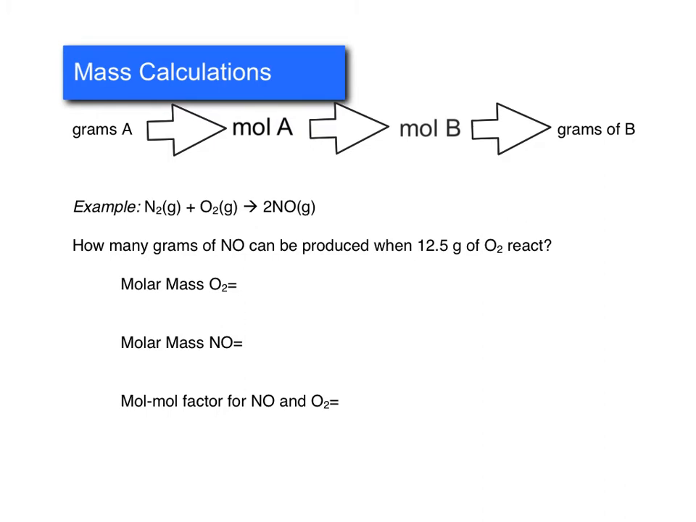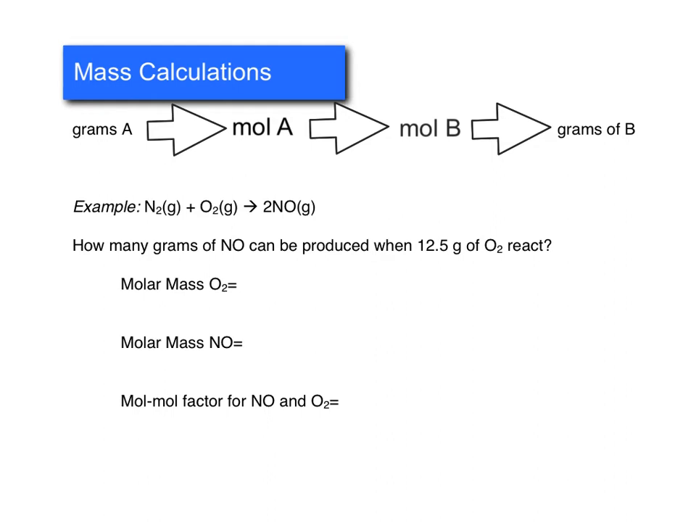So if we have N2 plus O2 gives 2NO, and we want to know how many grams of NO we can produce when we have 12.5 grams of O2 react. So the first thing that we need to do is figure out the molar masses of both O2, which is what we're given in the problem, and NO, which is what we're trying to find.